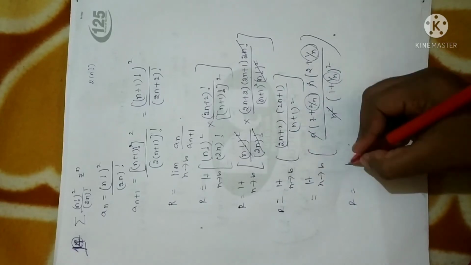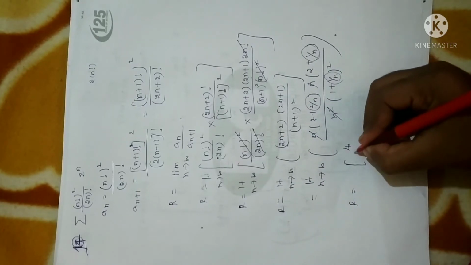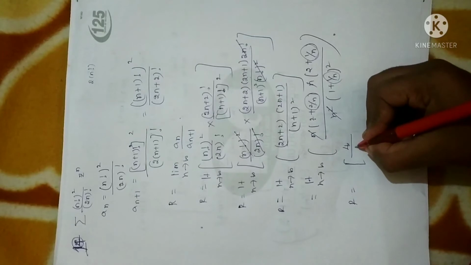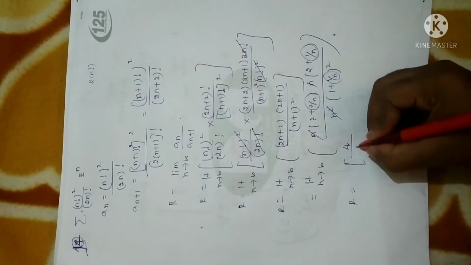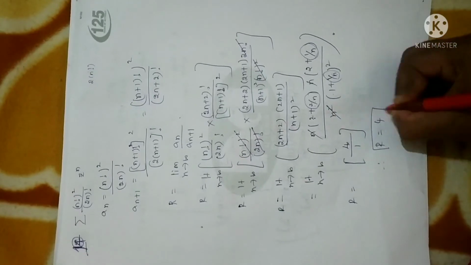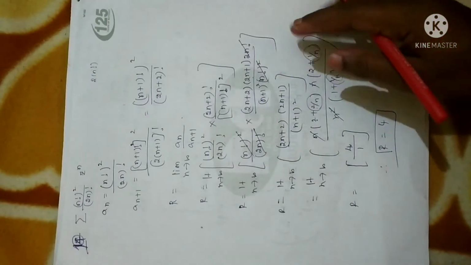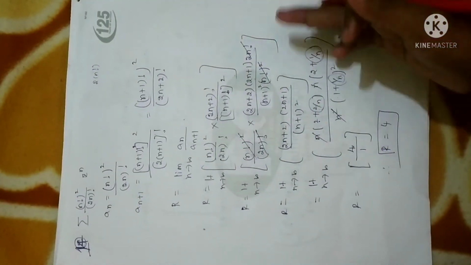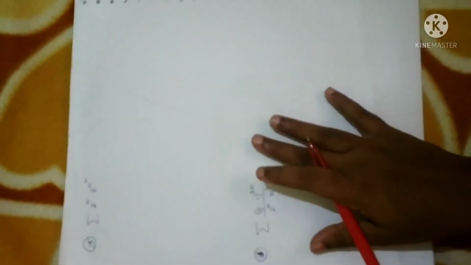As I already applied the limit, there is no need to put it there again. So 4 divided by 1 by infinity is 0, that is 0 plus 1 is 1. So 4 divided by 1. Therefore the radius of convergence is 4. The only thing is, you have to apply the formula, take n as a common term, and apply the limit. Here is the next problem.